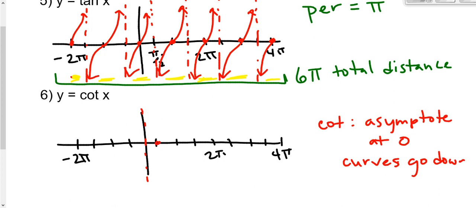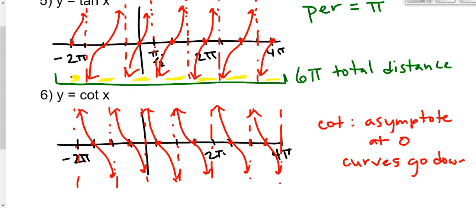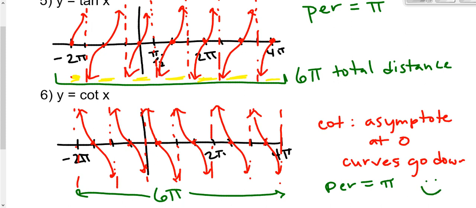So asymptote, 0, asymptote, 0, asymptote, 0. Keep going. Asymptote, 0, asymptote, 0, asymptote. And then curves going down. How many will there be? Did you say 7? No, 6. Because once again, the width of this whole thing is 6 pi. The period of cotangent is pi. So we have 6 of them. There's your homework. Let me know if you have any questions.